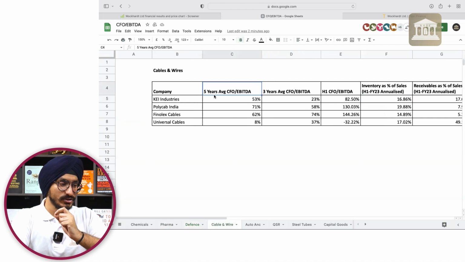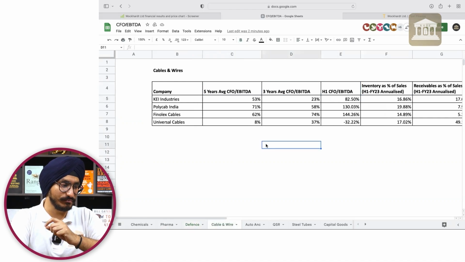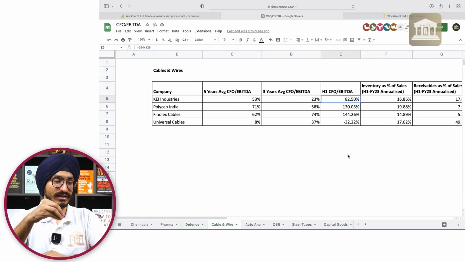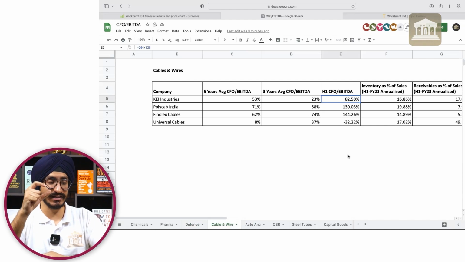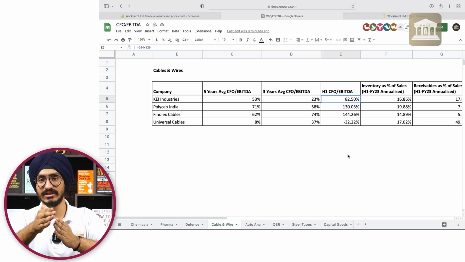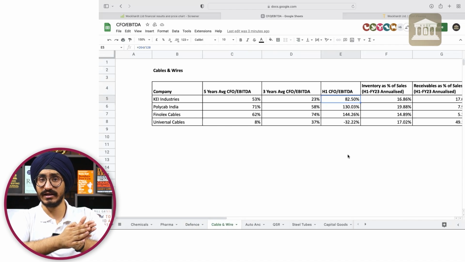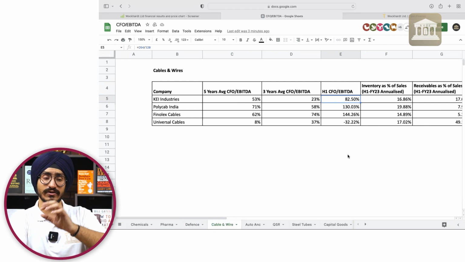Cable and wire sector. On a 5-year average, these companies, KEI, Polycab, Finolex, have high CFO to EBITDA conversion, though Universal doesn't have that great conversion. On a 3-year average, KEI is bad, but in H1, the first half of FY23, KEI's CFO to EBITDA has gone to 82%. Earlier they had business to government business, which has been pruned down, and they are focusing more on business to consumer, which reflects in the CFO to EBITDA ratio of FY23 first half. This is probably the reason why the stock also re-rated.